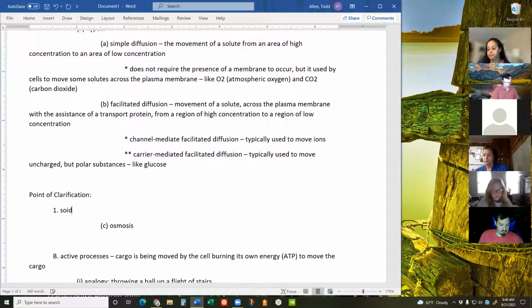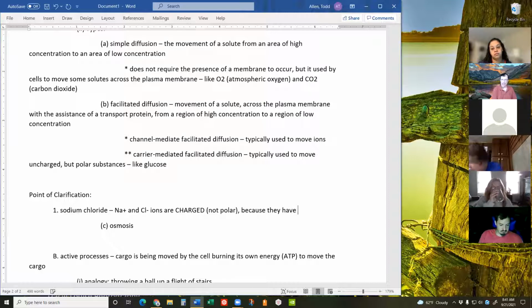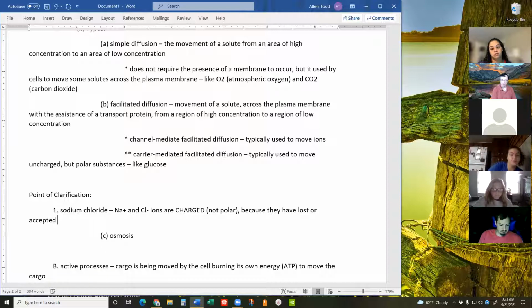Okay. Think about sodium chloride. Sodium and chloride ions. Okay, in this scenario, the sodium and chloride have charges. They have charges because they have either lost or accepted electrons from each other. So sodium and chloride ions are charged, meaning they are not polar, because they have lost or accepted electrons.